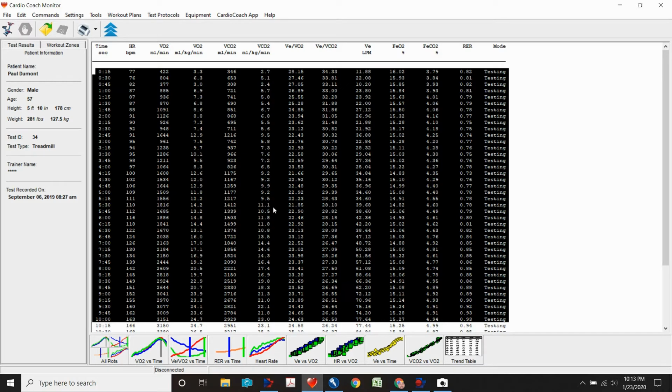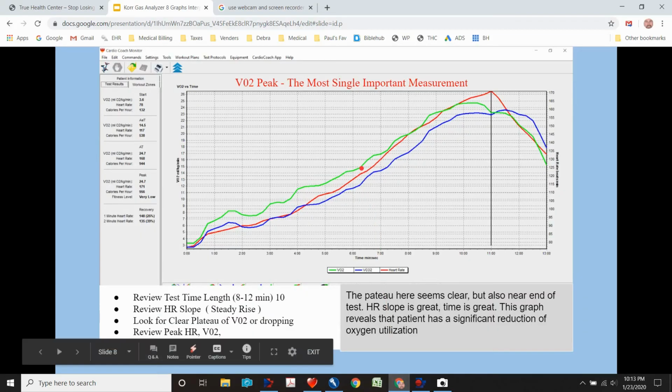This is what Korr recommends, somewhere between 8 and 12 minutes. I think 10 is a good one for us to shoot. And maybe how could we really shoot for that? I think we have a way we could do that.